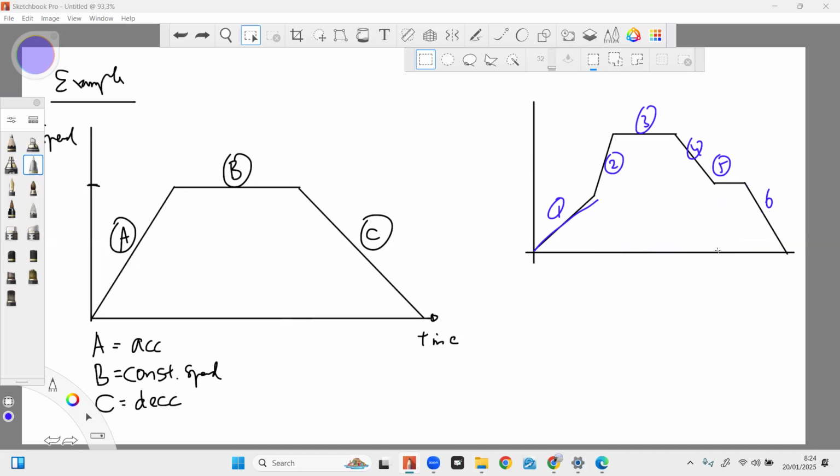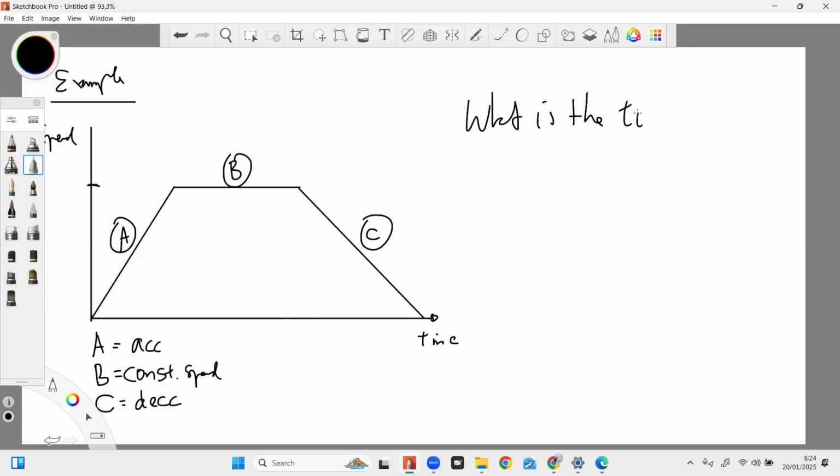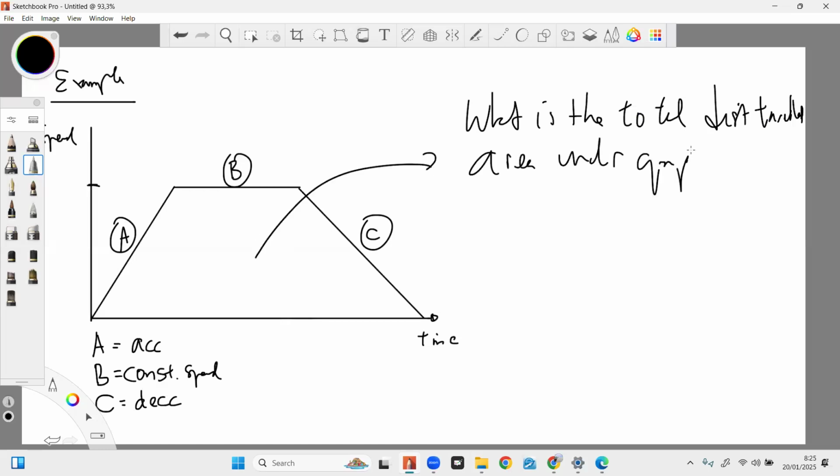So we know all the journeys already. So I will erase this. Don't have to think about this. The question is simple. What is the total distance traveled? Again, you have to think of the area under the graph. So what you need to find is this area.